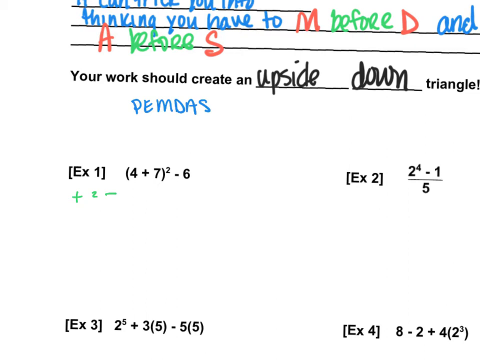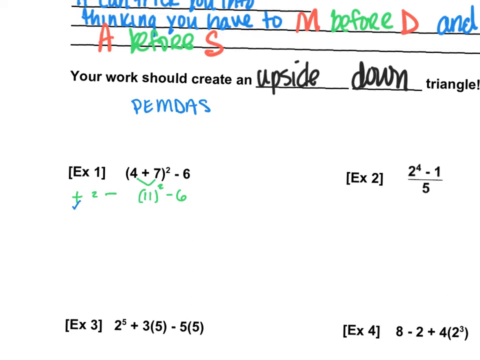So the first thing I'm going to do is parentheses. I'm going to work what is being done inside the parentheses. So 4 plus 7 is 11. So as soon as I work out what's in the parentheses, you can drop them, or you can put them around, it doesn't matter. And then I'm going to write everything that's still left. Then I can check this off because I'm done with addition. My next step is squaring.